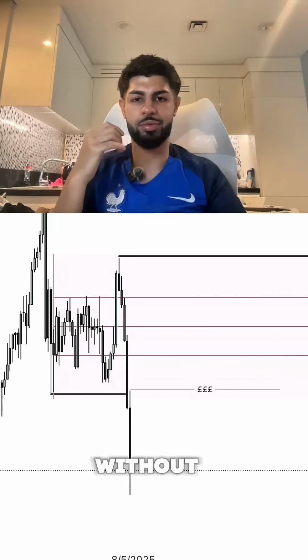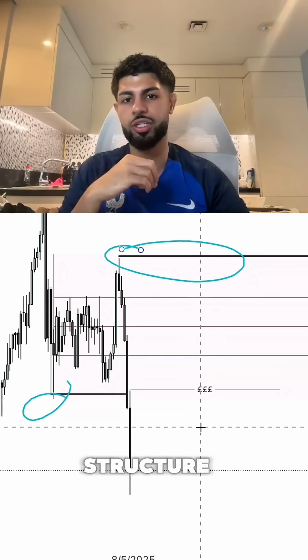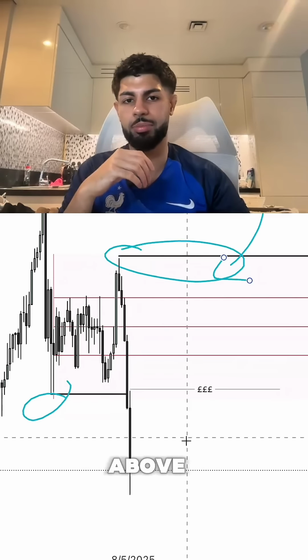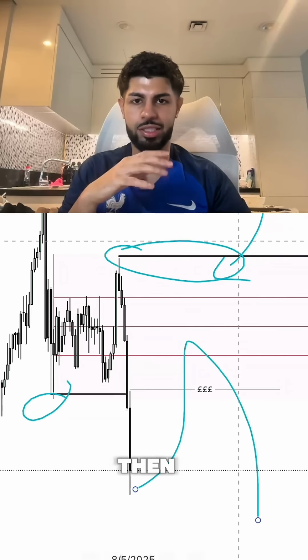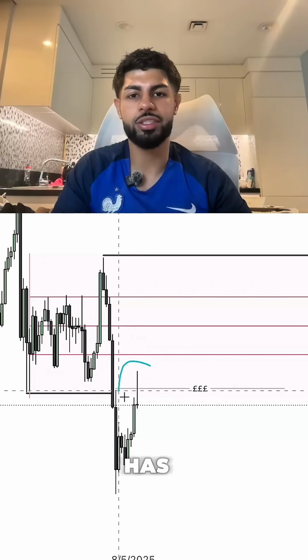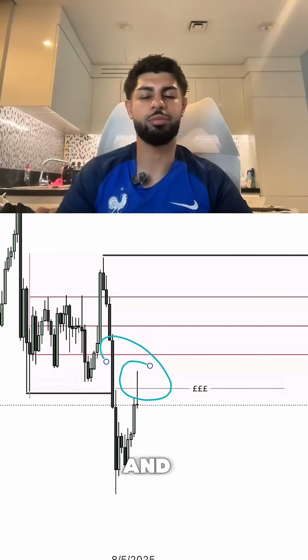Now on the higher time frame, I've done everything. I know I'm in a downtrend. I know that this was my last break of structure. I know that price should not come above this high here. I'm waiting for price to sweep this liquidity and then continue lower. Nice. Now price has swept this liquidity. I'm not going to jump the gun. Now I go down to the lower time frame and look for my entry.